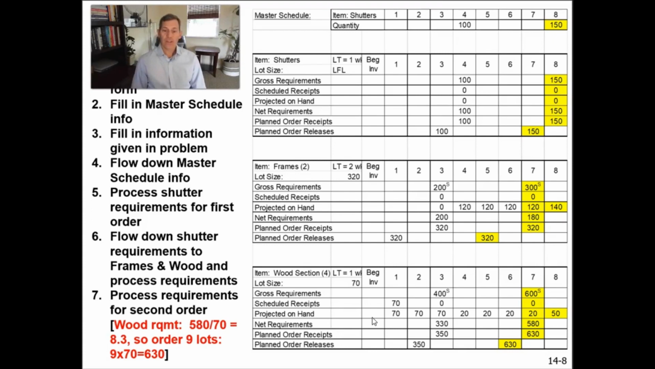I could say, when do you make your release for wood sections to support the order of 150 shutters in week 8? So if you drop down to the wood sections and you look at the lead time offset, you would know that you have your planned order release for 630 wood sections in week 6. So that would be week 6. So these are the various different questions that I can ask you based off of the MRP matrix that you've just now completed.